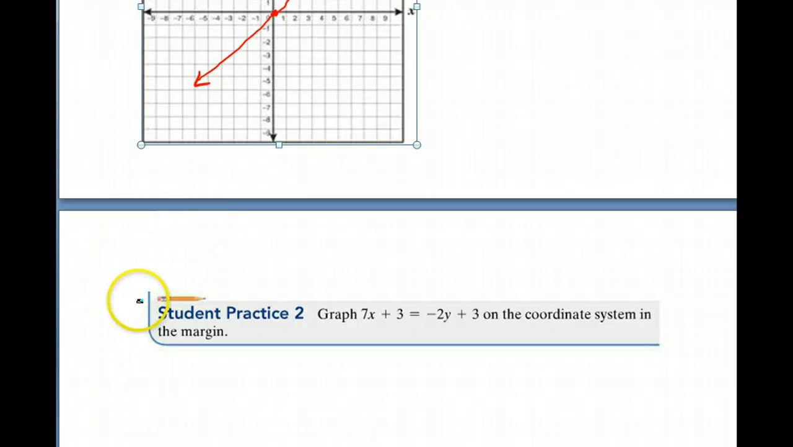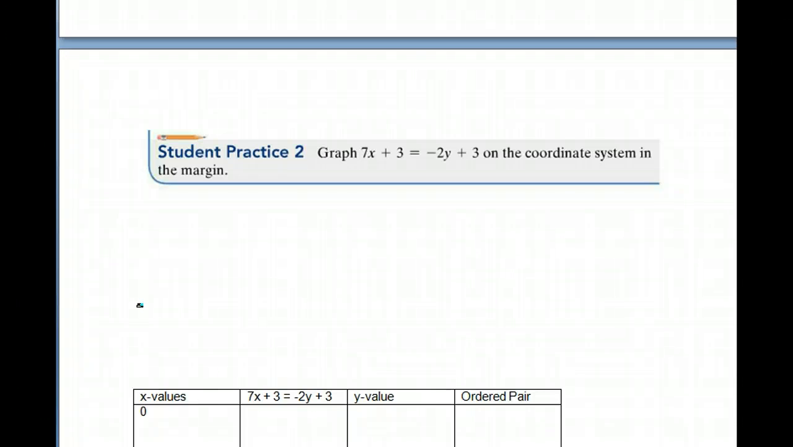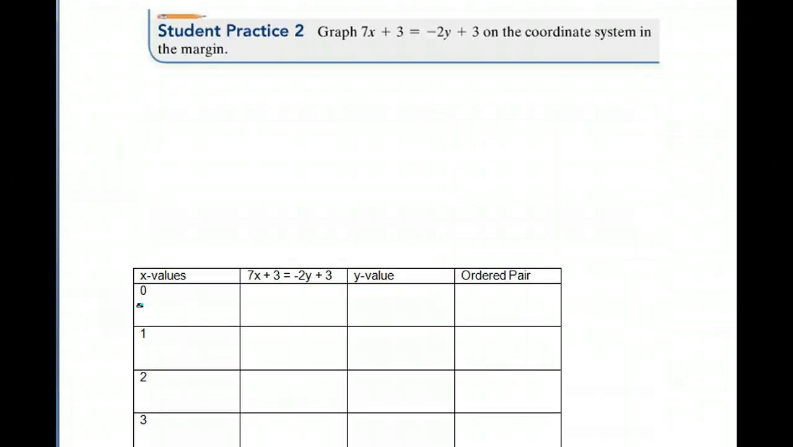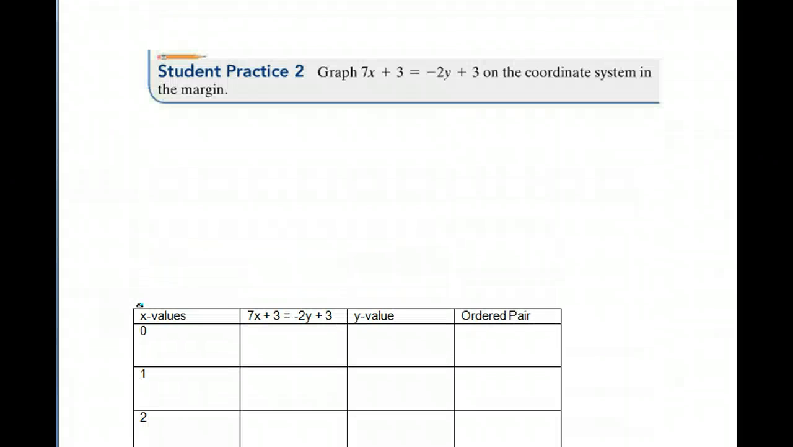So at this point, you can go ahead and simplify your like terms. And we'll alter our table. And then we'll graph student practice 2.